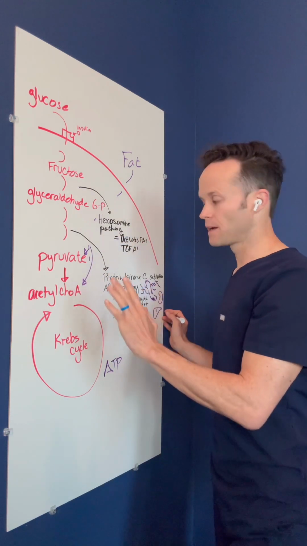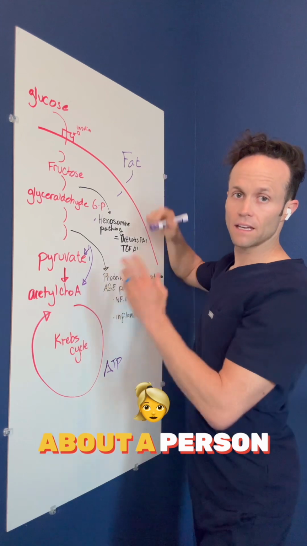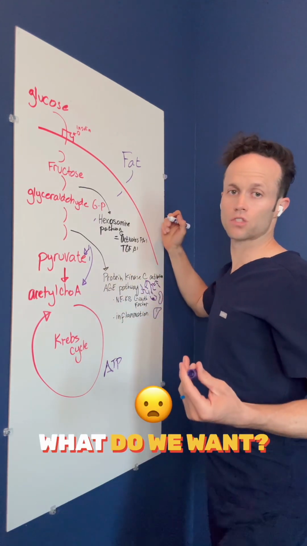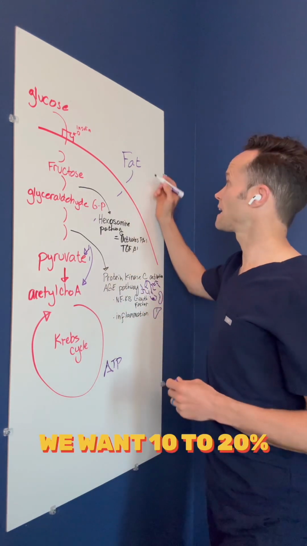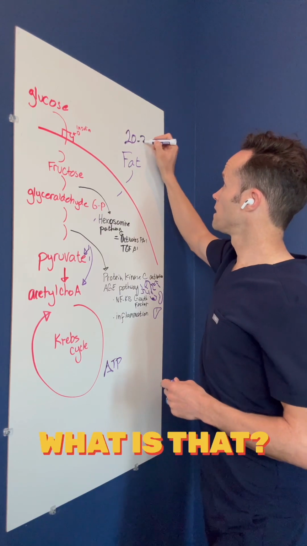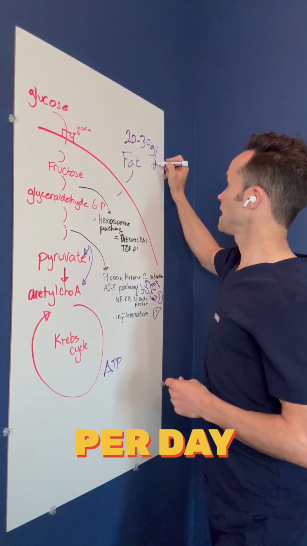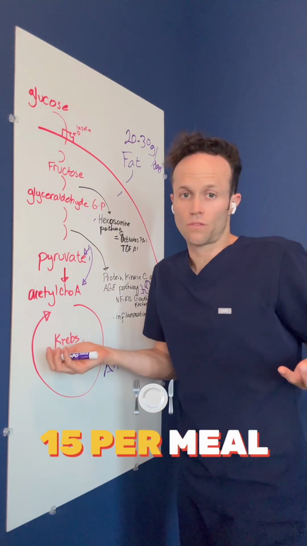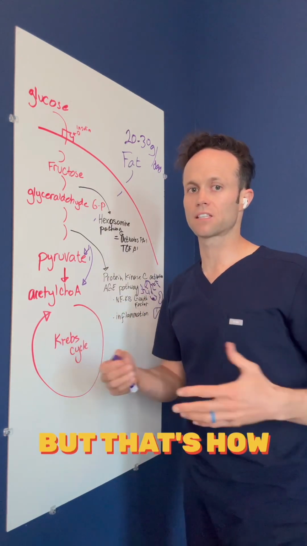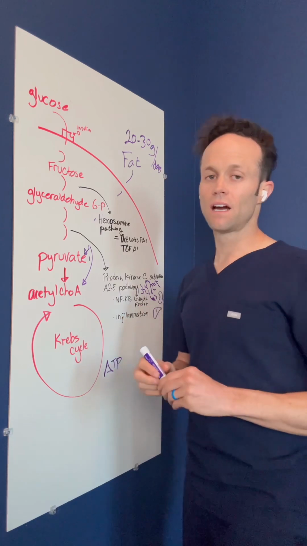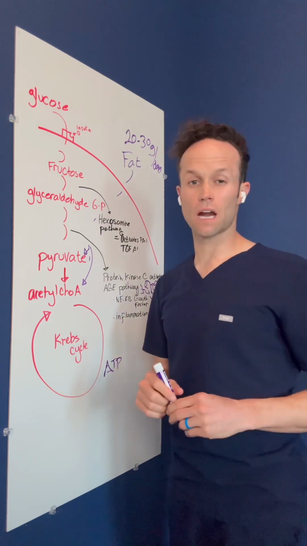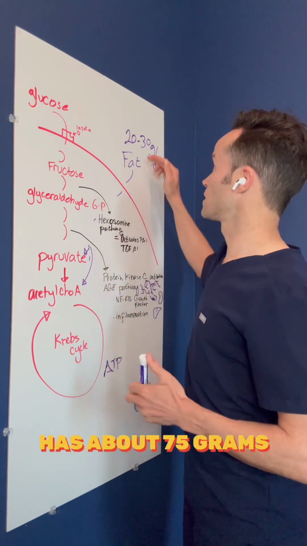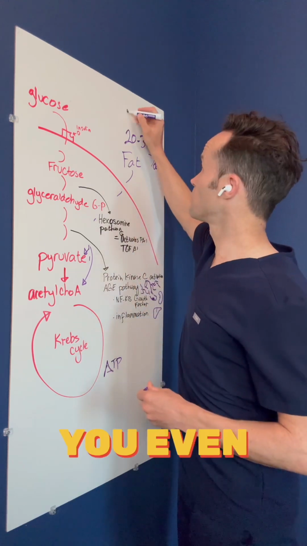So what do we do? Decrease fat. What do we want? We want 10 to 20% of our calories. What is that? That is about 20 to 30 grams per day, or roughly 10 to 15 per meal. But that's how you reverse that type 2 diabetes, is you track things and record things and improve things. The average American has around 75 grams of fat a day. So if you even decrease this to 50, you're making improvement.